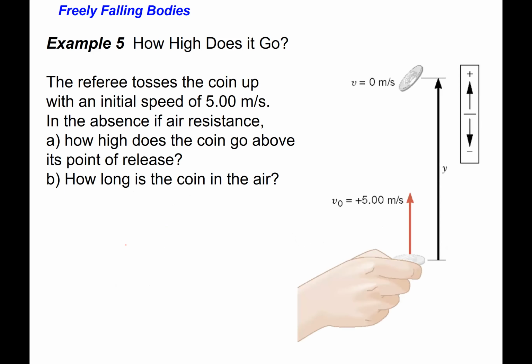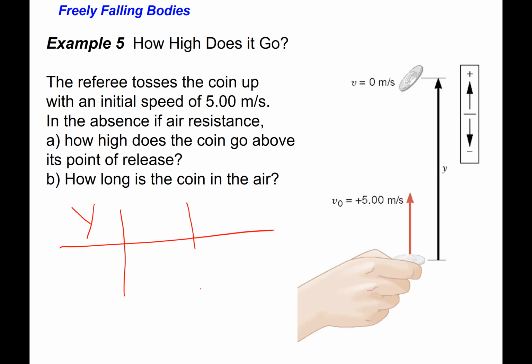In this example, let's see what happens when we have an initial velocity that sends the quantity upward. The referee tosses the coin up with an initial speed of 5 meters per second, in the absence of air resistance. How high does the coin go above the point of release? So what are we looking for? We're looking for y. And in this case, y should be positive.